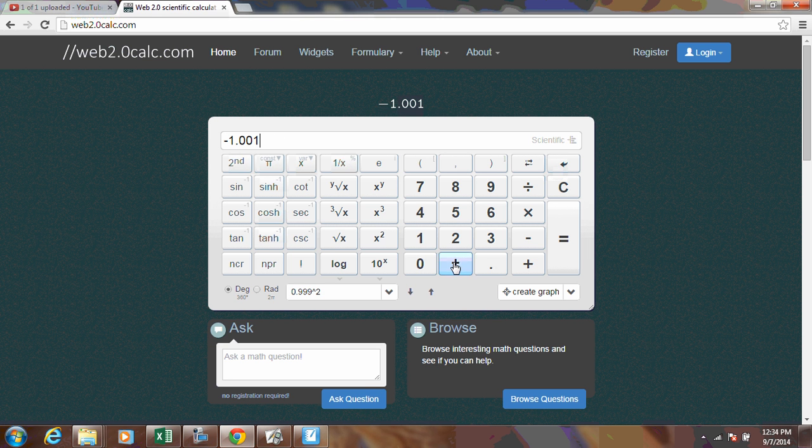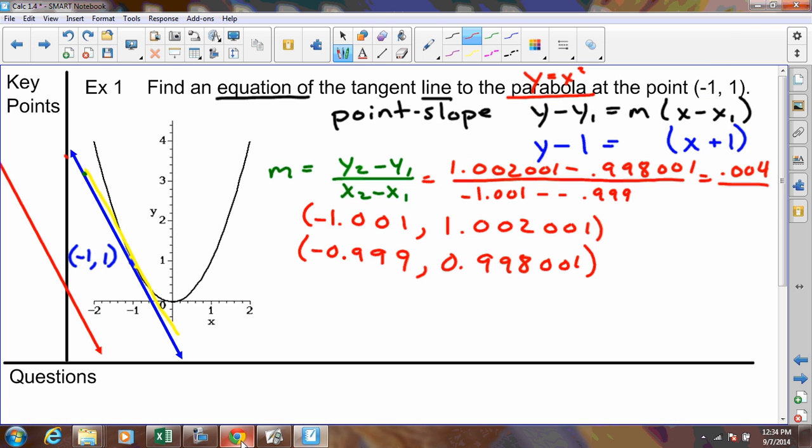Subtract negative. Oh, okay, I'm learning the programming of the calculator. Well, subtracting a negative is taking plus a positive, so plus 0.999. We'll see negative 0.002, which is 1/500th. I should just skip to that right away, not bother with the calculator, but 0.002.